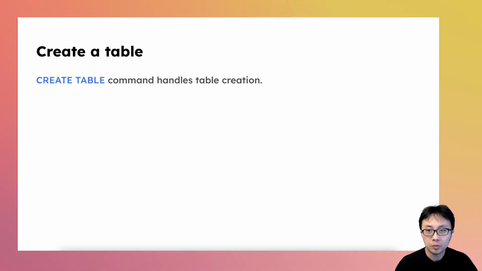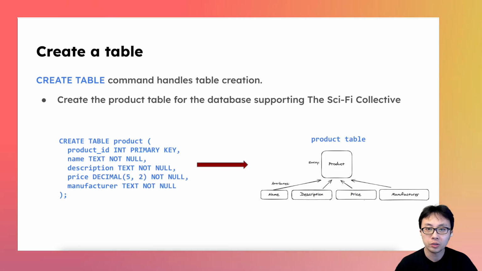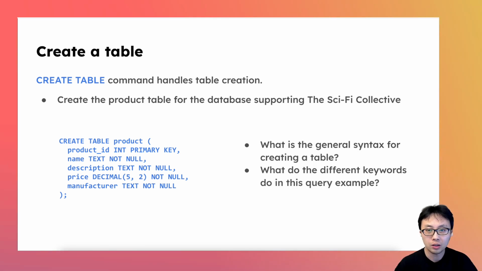To demonstrate how it is used, let's think about creating the product table for the database supporting the online store named the Sci-Fi Collective. So as you can see here on the screen, the product entity has 4 different features, including name, description, price, and manufacturer. To create such a table, plus adding a primary key beyond these 4 different features, the command will look like this.